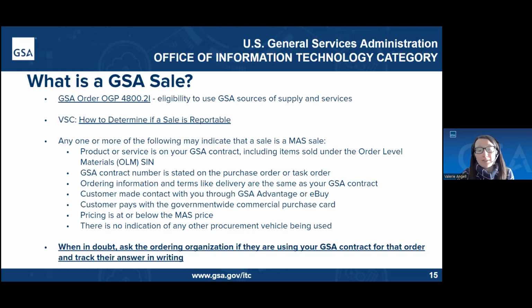The contract number does not always have to be on the order. If you are unsure if an order is against your GSA contract, ask the ordering organization whether or not they're using your GSA contract for that order, and be sure to track that information in writing. Make sure to keep it in your records just in case that question comes up again. Next slide.